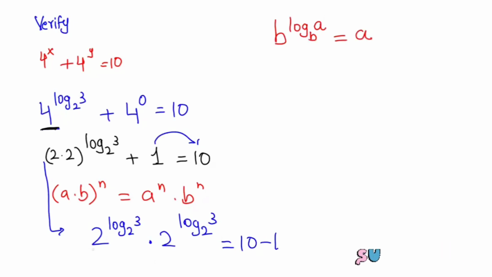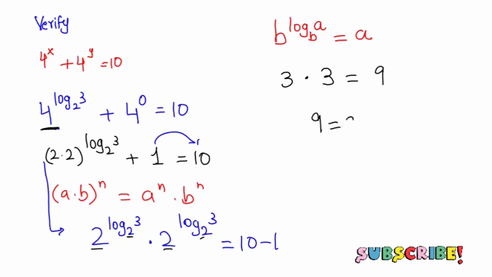Now we have another logarithm rule, that b to the power of log base b of a equals a. Same bases here and here. So this 2 to the power of log base 2 of 3 equals 3, and 3 times 3 equals 10 minus 1, which is 9. So here 9 equals 9. So the left hand side equals the right hand side. So the values of x and y we found are absolutely correct.